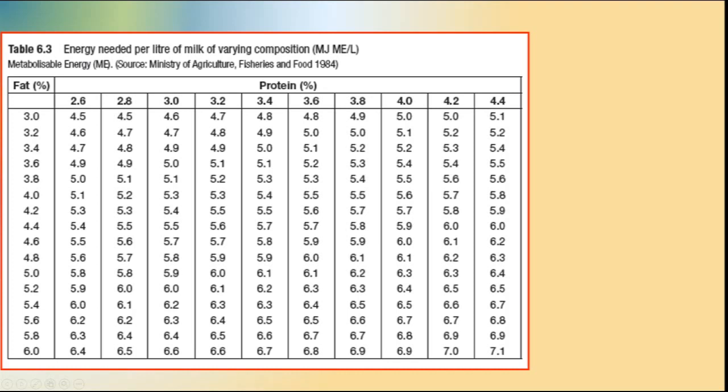Here is the energy needed per liter of milk of varying composition. Like if we have 3% fat in the milk with 2.6% protein, the animal requires 4.5 megajoule of metabolizable energy per liter. Then for different protein concentrations and different fat concentrations, we can get the amount of energy in megajoule per liter. Then we can multiply it with the amount of milk produced by that animal.